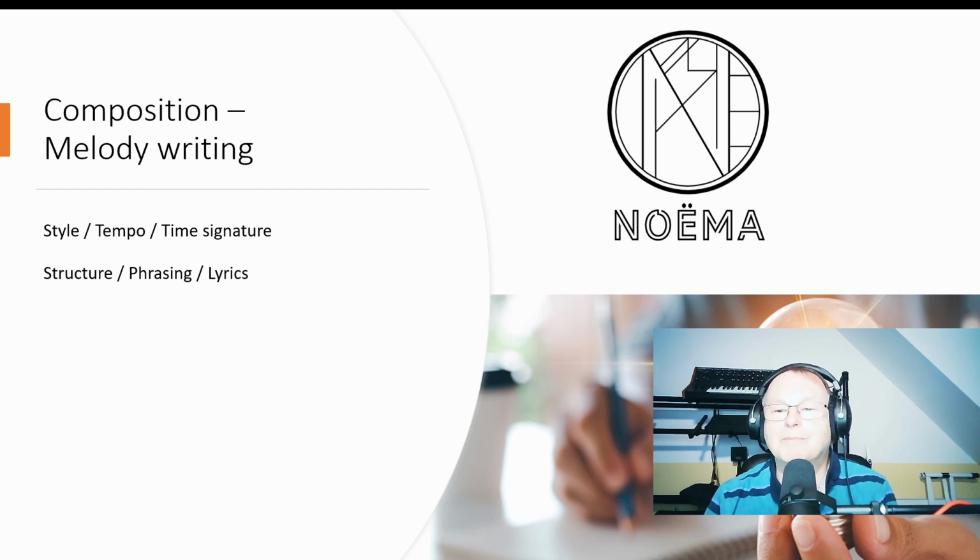On the other hand, it can be very helpful to already have lyrics at this point. Or you write the melody and the lyricist can take it as an input. That works as well.